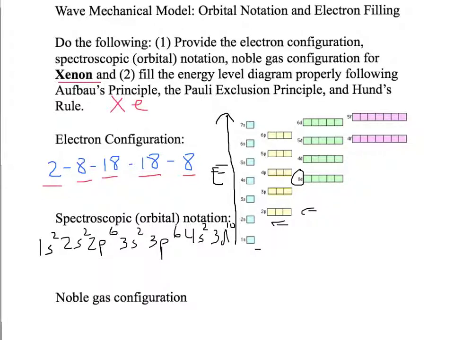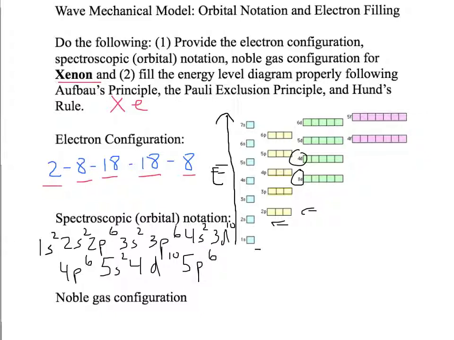We're going to continue down on the bottom here to make a little bit more space. The next is 4p, and that's completely full, 4p6. We then hop to the fifth energy level for 5s2, and then back down again to the 4d sublevel, 4d10, and finally 5p6.